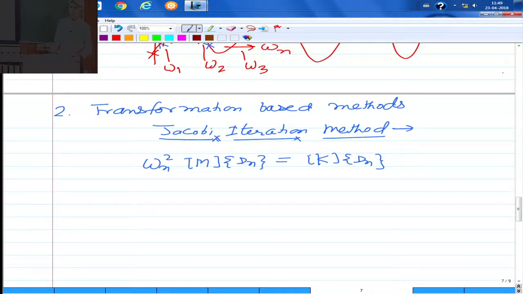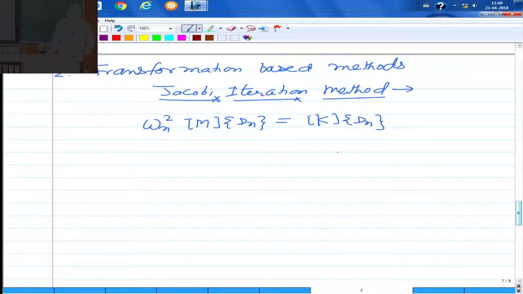Maybe we can multiply both m and k with some matrix which we call, let's say, a transformation matrix. So the transpose of the transformation matrix into m into that matrix, similarly for k. But then we have to appropriately choose that transformation matrix. So what do we typically do in this case?